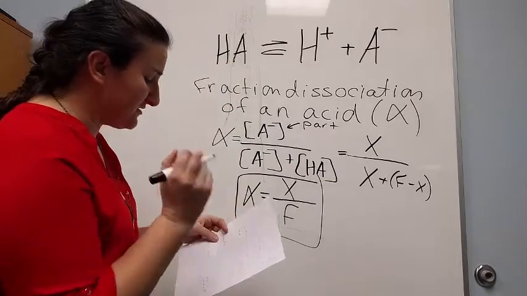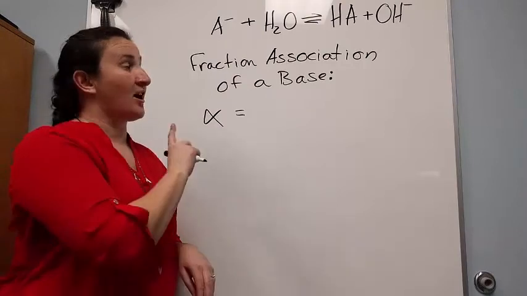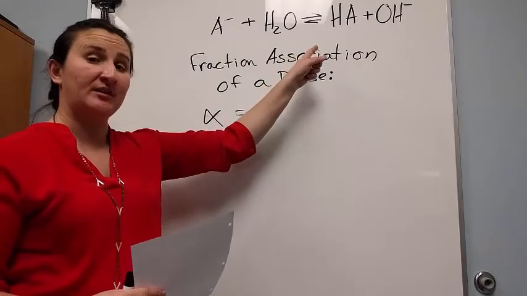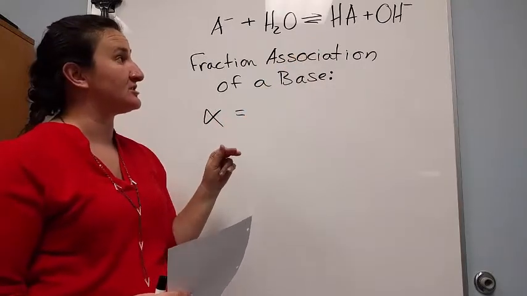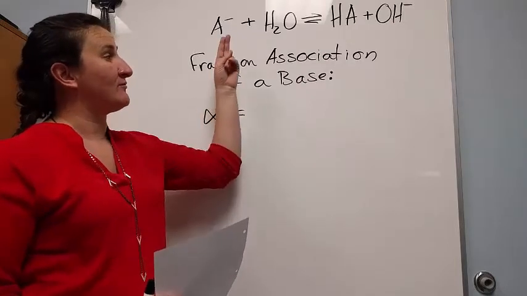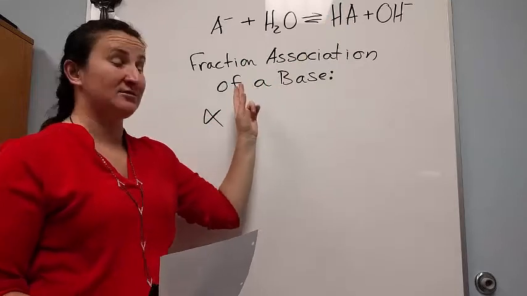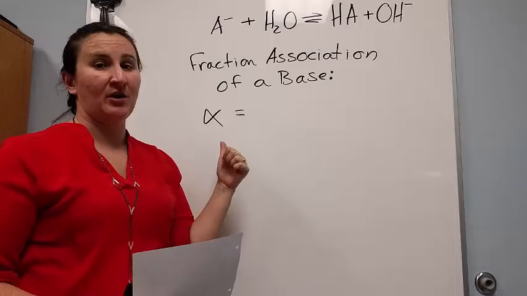Okay? So let's do this exact same thing then for a base. We also want to talk about our fraction of association of a base. So if you have a similar equation here, your equilibrium expression, we can then do the same thing and talk about the association of a base, meaning what fraction of it is in the associated form. And so that's why it's given a different type of name, but it's the same symbol. And we're still representing it as part over whole.